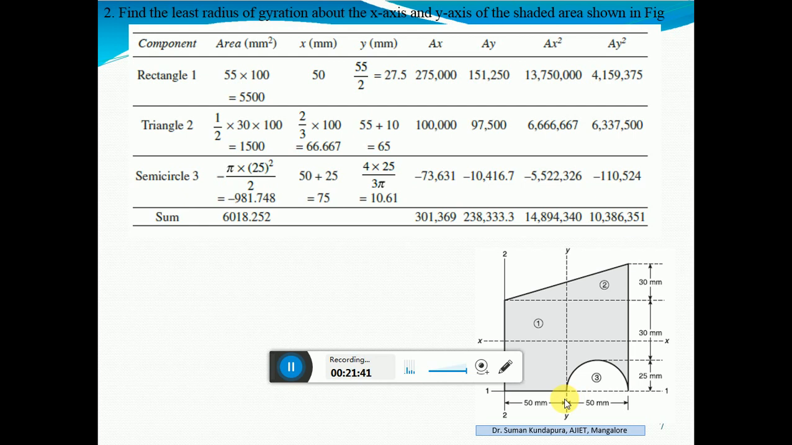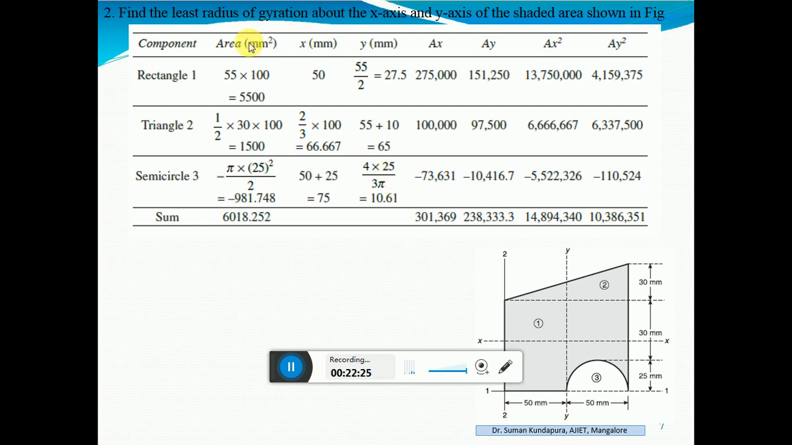Okay. Coming to the rectangle. Rectangle's distance with respect to the 1 axis, that is from the midpoint of this, total is how much? 55. 55 divided by 2 is 27.5. How about the triangle? From the 1 axis, the triangle is at a distance of 25 plus 30, that is 55. Then the centroid is 1/3 of 30 from this side, so 55 plus 1/3 of 30. 1/3 of 30 is 10, that's why directly they have written it as 10. So 55 plus 10 is 65 for the triangle.